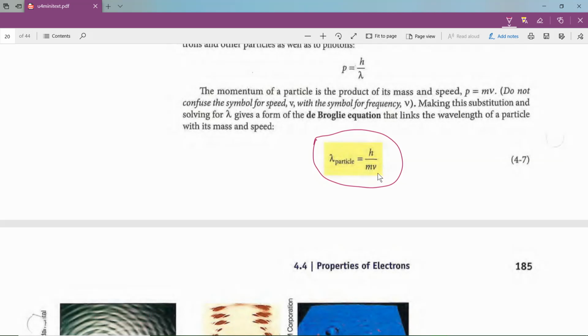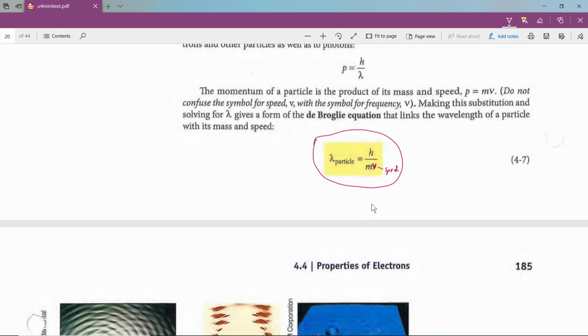Don't confuse speed with frequency. Okay, fine. I'll try not to. So lambda is h over mv. So that should be a v. This is speed, right? Why do they write it as frequency? They say don't confuse it, and they confused it. They meaning the textbook writers. Okay, so lambda of the particle is h over mv.